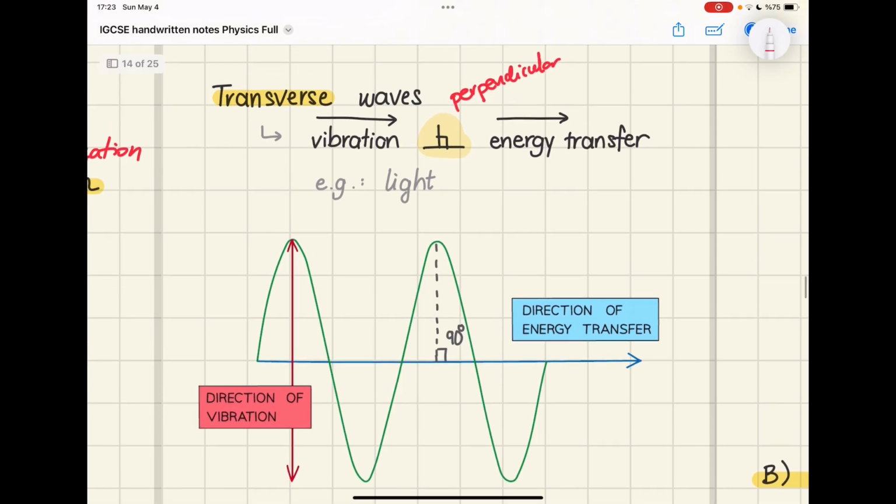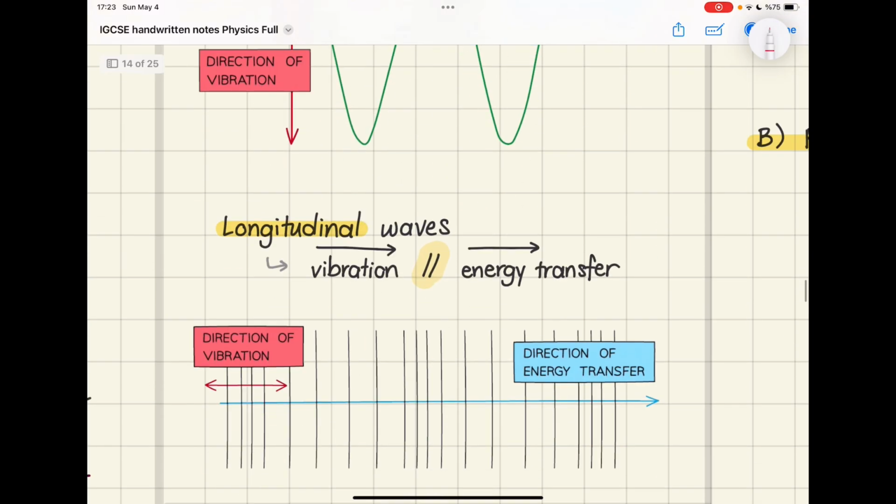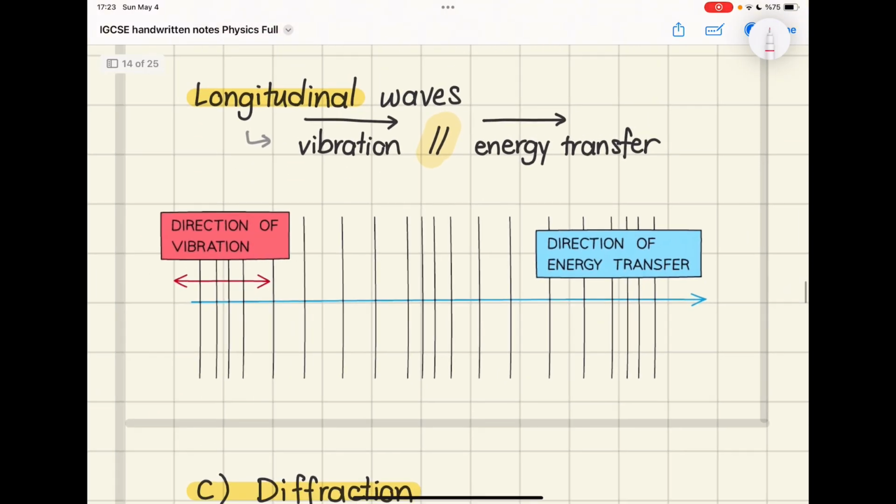For example, a transverse wave is light. It is also water waves, which are usually transverse. Longitudinal waves: the vibration is parallel to the energy transfer. Vibration of the particles is parallel to the energy transfer. Here we see that the direction of the vibration is left to right.